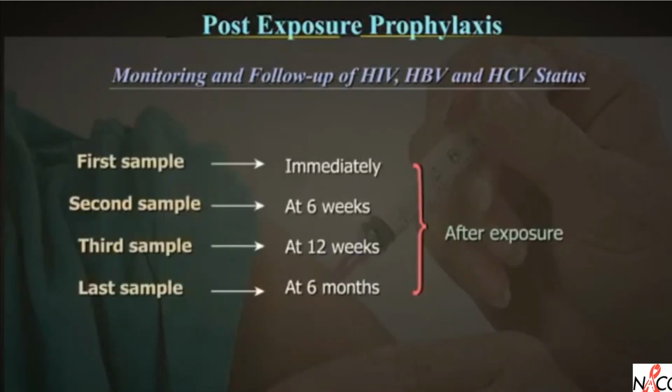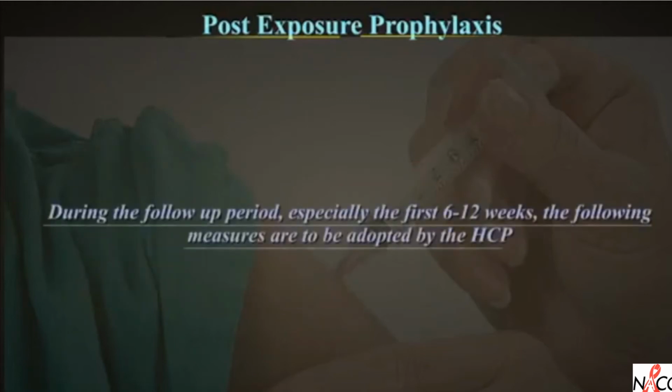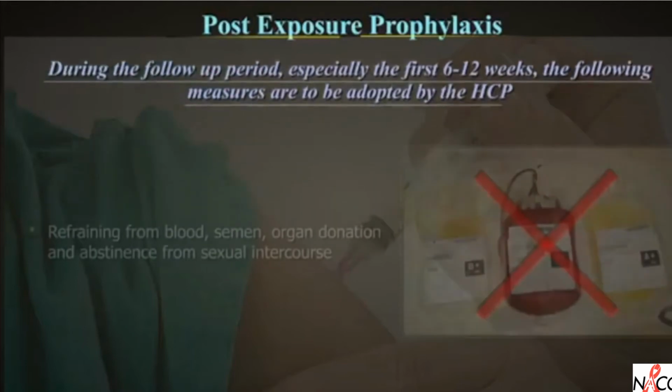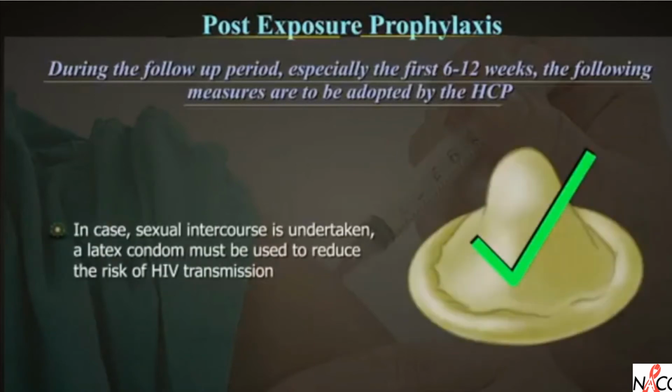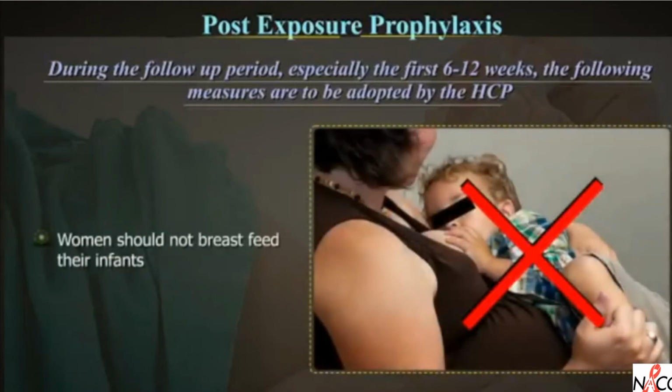The first sample for HIV testing is collected immediately after exposure, the second at 6 weeks, the third at 12 weeks, and the last at 6 months after exposure. During the follow-up period, especially the first 6 to 12 weeks, the following measures are to be adopted by the healthcare professional: refraining from blood, semen, and organ donation, and abstinence from sexual intercourse. In case sexual intercourse is undertaken, a latex condom must be used to reduce the risk of HIV transmission. Women should not breastfeed their infants.